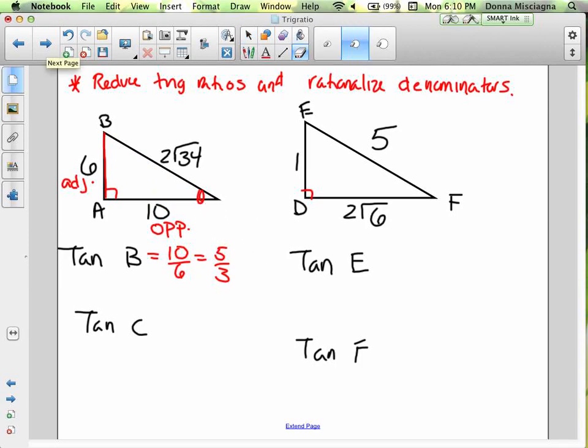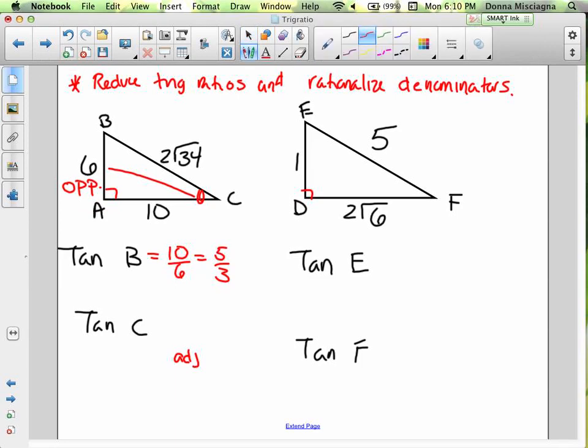Oops, there goes part of C. All right, so now the opposite side of the triangle from angle C is side 6. So side 6 is now the opposite, because it's on the opposite side of the triangle. And side 10 here makes up part of angle C, so it's the adjacent leg. So the tangent ratio for angle C is going to be 6 over 10.